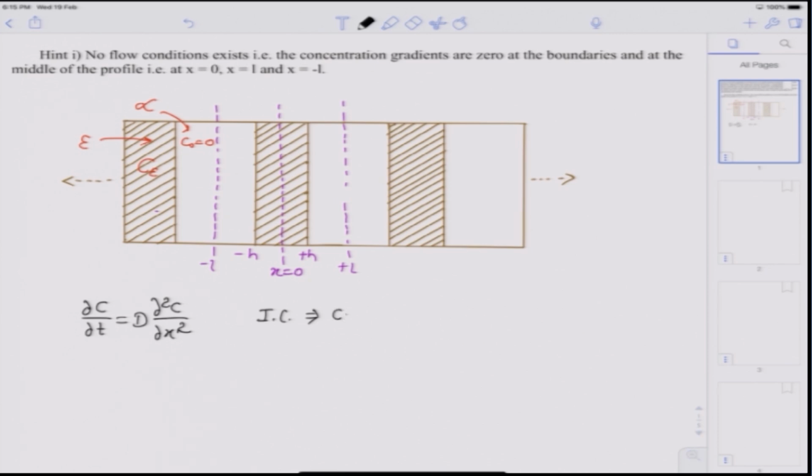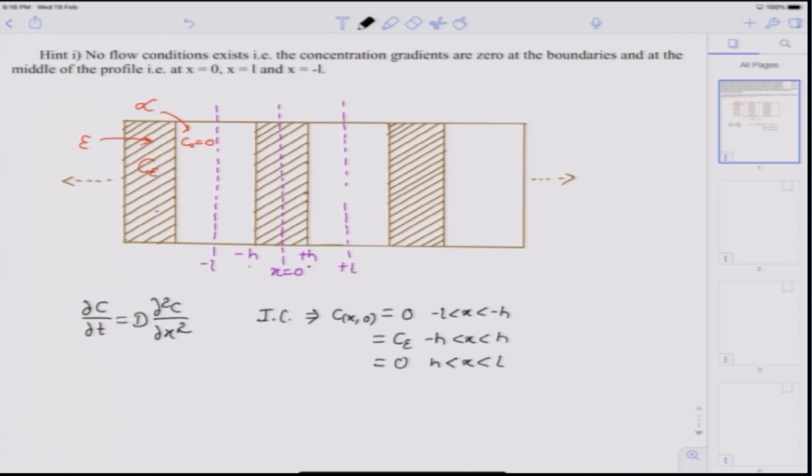So, C at x and t equal to 0 is equal to 0 between minus L and minus H, so minus L less than x less than minus H. It is equal to C epsilon between minus H and plus H, minus H less than x less than plus H, and again it is 0 between plus H and plus L, so equal to 0 for H less than x less than L.